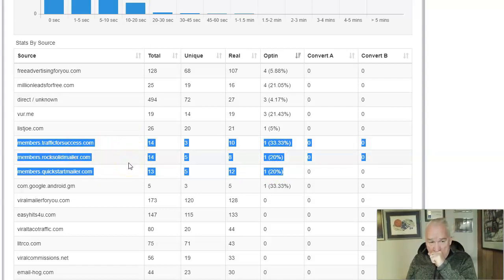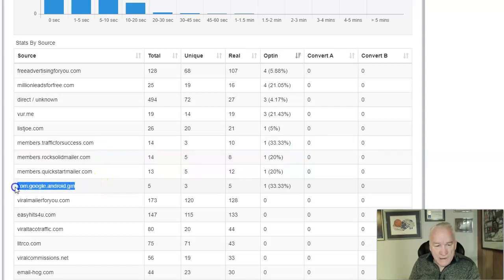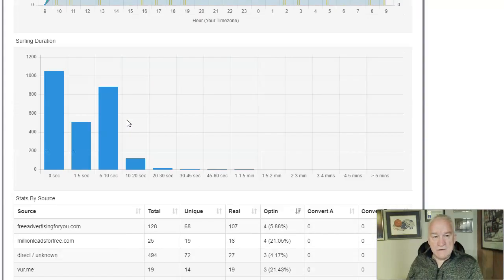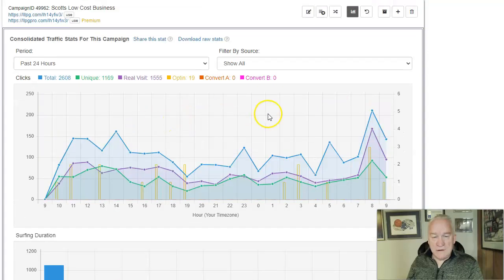Rock solid mailer, Traffic for Sources, and Quick Start mailer. And that one came from a phone. Looks like 5 views and one lead. So that's what it looks like overall.